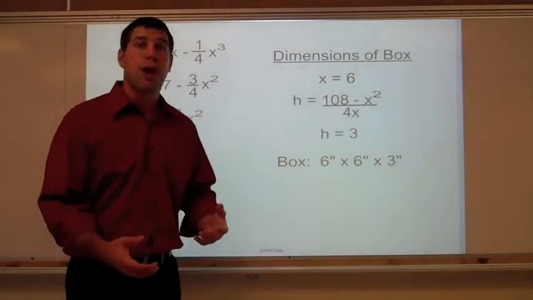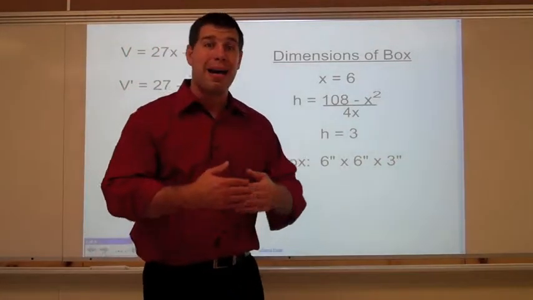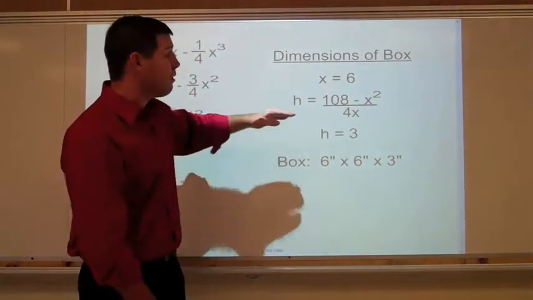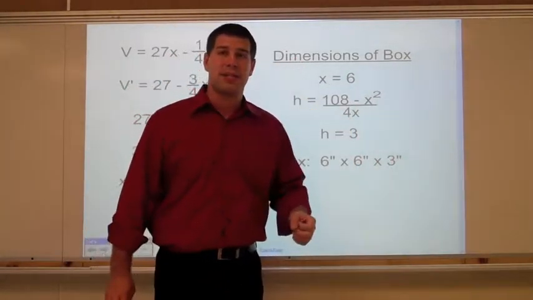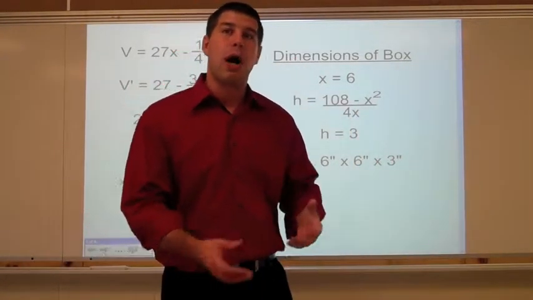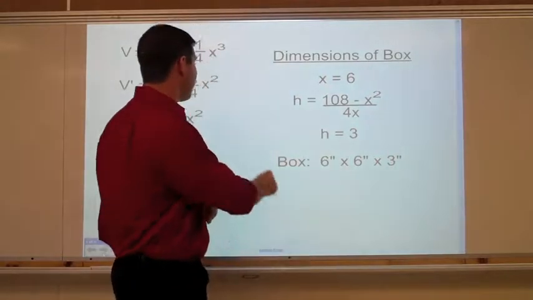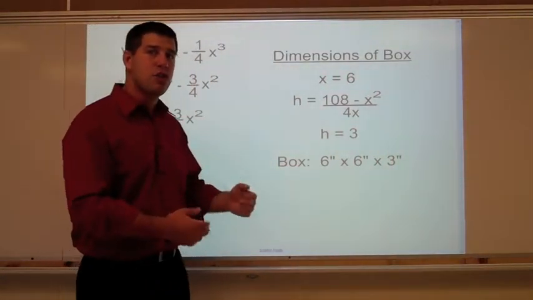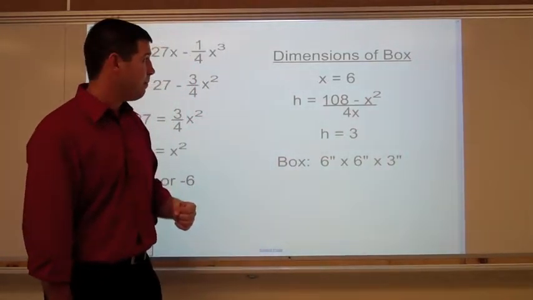Now we think about this problem. We're talking about a box. You're not going to have a box that's -6 inches long or wide or anything like that. So our only critical number is x equals 6. So that's where our max point occurs. If you test it with a sign chart, you would see that it will increase before, decrease after, so you would have a maximum at x equals 6.